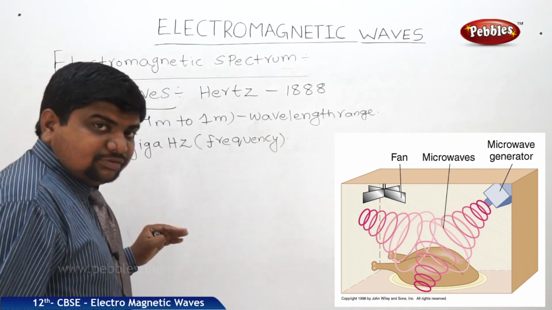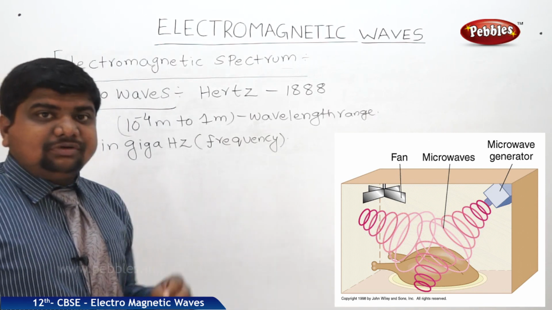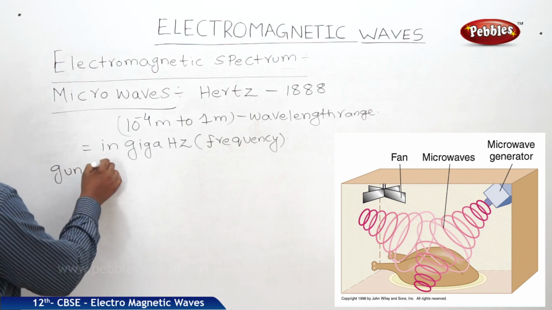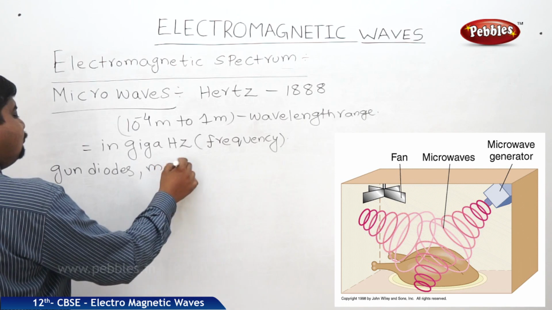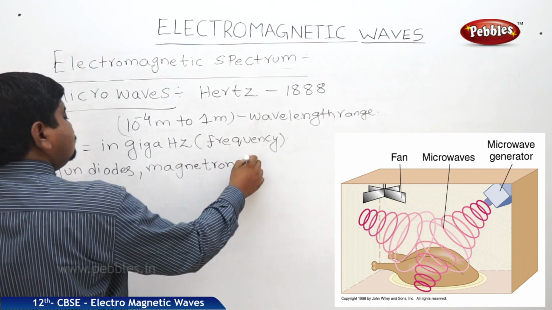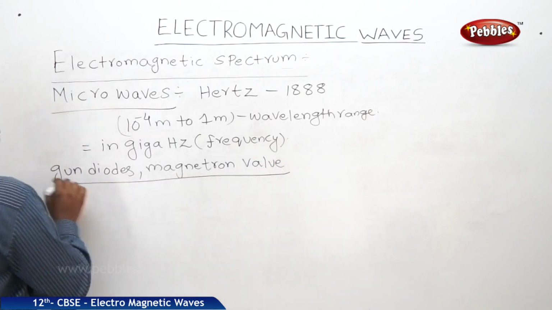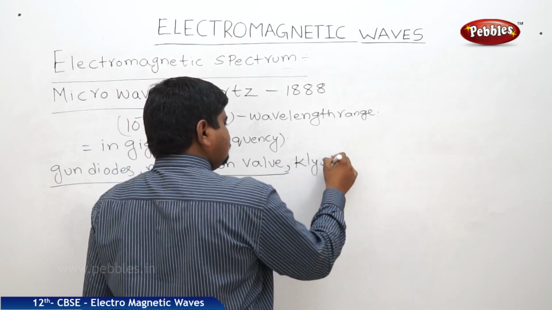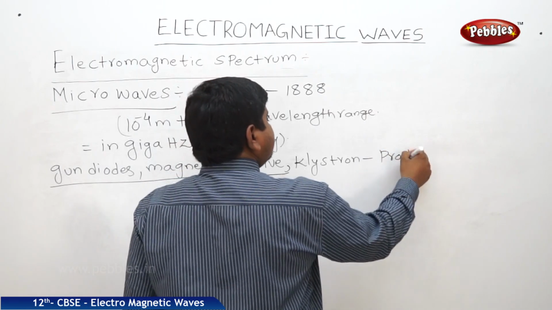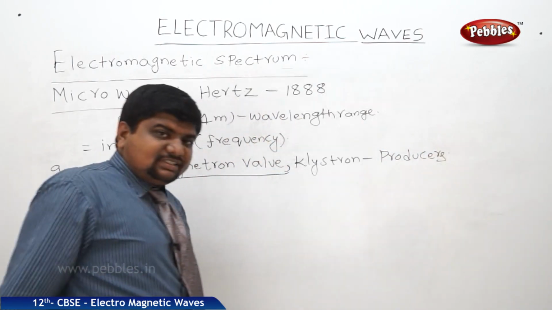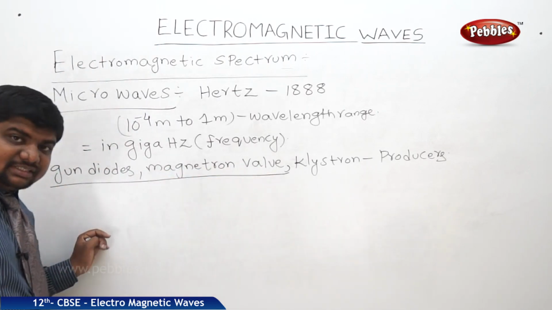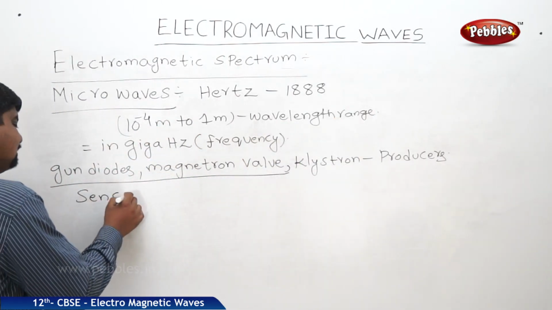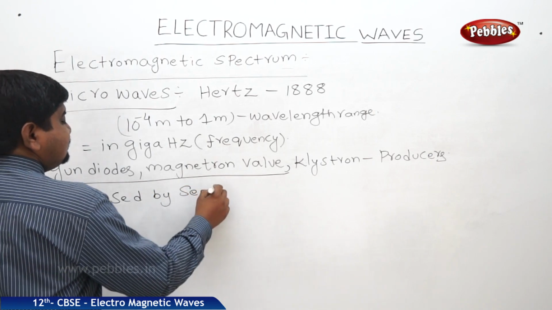To produce these microwaves, we need a special arrangement like Gunn diodes, magnetron valves. These are the instruments. Klystron also. Along with this, klystron. These are the producers of microwaves. Once these microwaves are generated by these producers, they can be sensed by semiconductor devices.